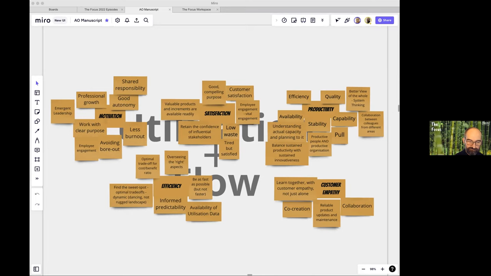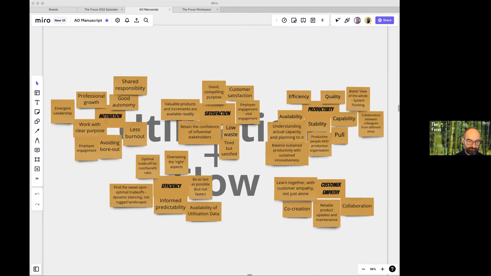It is a great contributor to customer empathy, and you're more open to co-create and collaborate with your customers than to just dumping things on their desk or just giving them something and forgetting about it. It is about the age of co-creation and collaboration. So having a good, effective, or optimized utilization, you also have greater customer empathy.